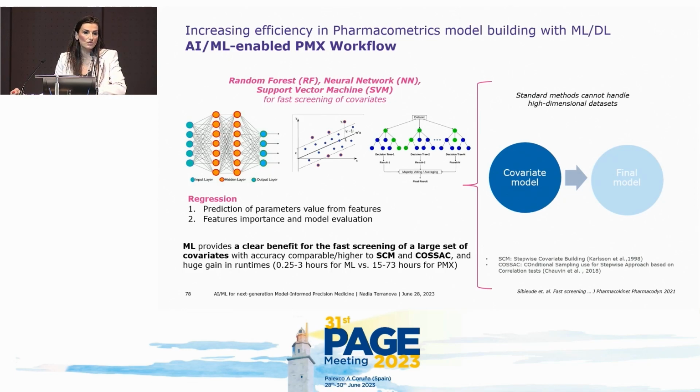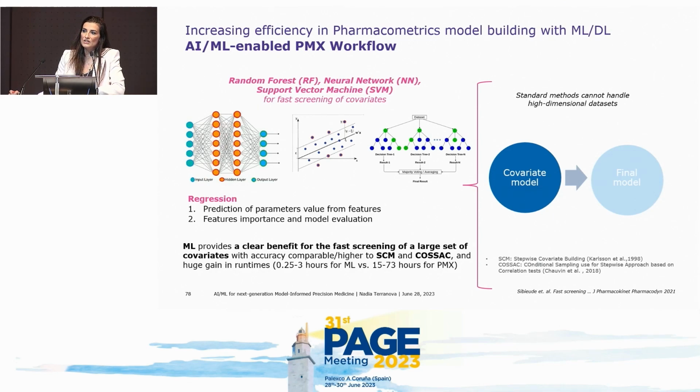And here it was also impressive to see that machine learning techniques could identify the true covariates and provide results with very high accuracy, comparable to the pharmacometrics methods or higher, but the computational gain was really outstanding. I mean, we could get a very fast screening of covariates in a few hours, compared to the days and weeks that it was taking for pharmacometrics methods.